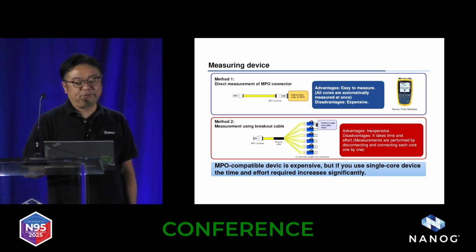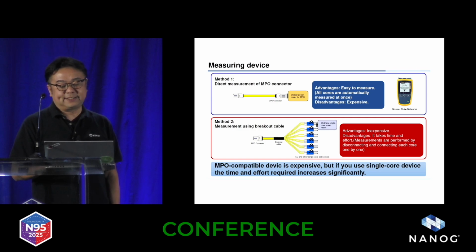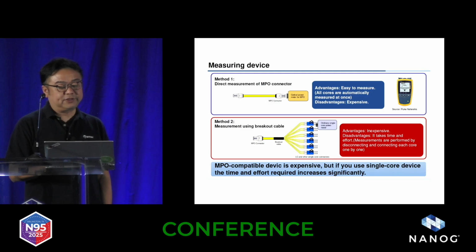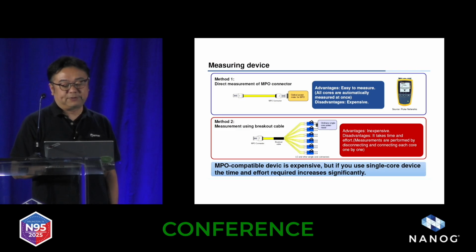The downside is that MPO-compatible power meters are expensive. On the other hand, if you use a fan-out or breakout cable, it can be measured with conventional single-fiber meters. A breakout cable, as shown at the bottom of the slide, is a cable that has an MPO connector on one end and single fiber connectors such as LC on the other. If you connect a power meter for single fiber connectors to each of these branches, you can measure the optical power level.